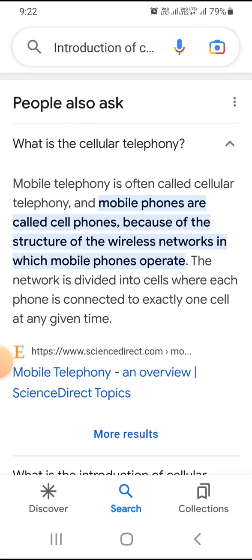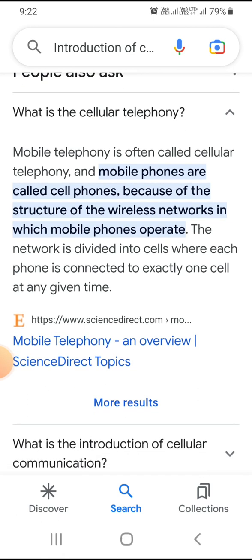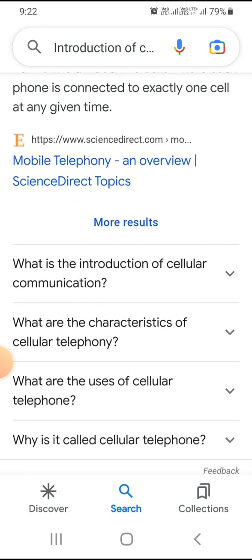Mobile telephony is often called cellular telephony, and mobile phones are called cell phones because of the structure of the wireless network in which mobile phones operate. The network is divided into cells, and each phone is connected to exactly one cell at any given time.